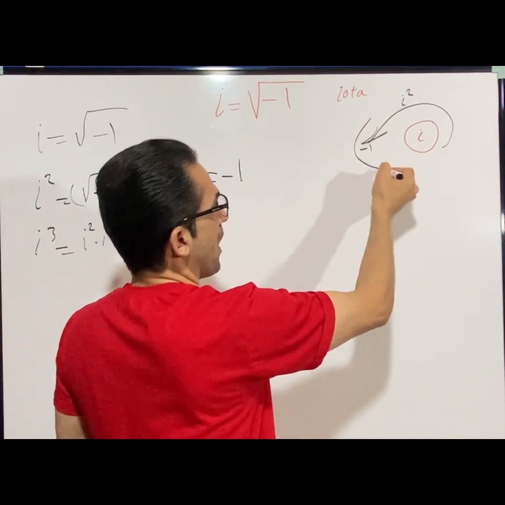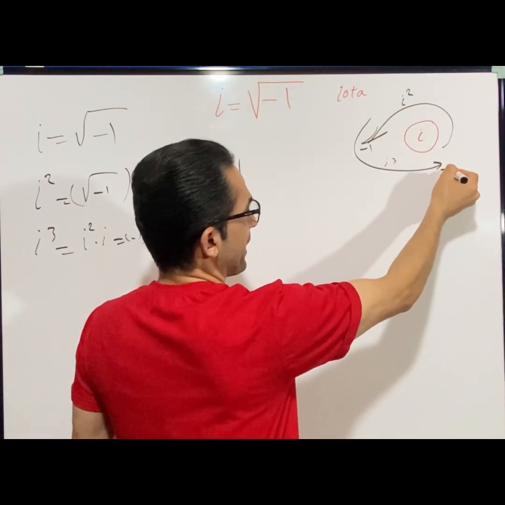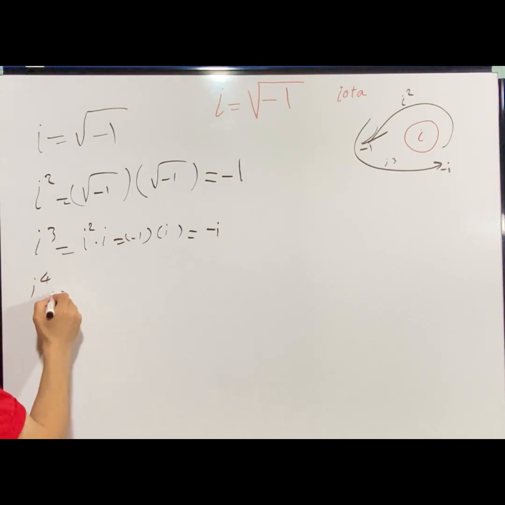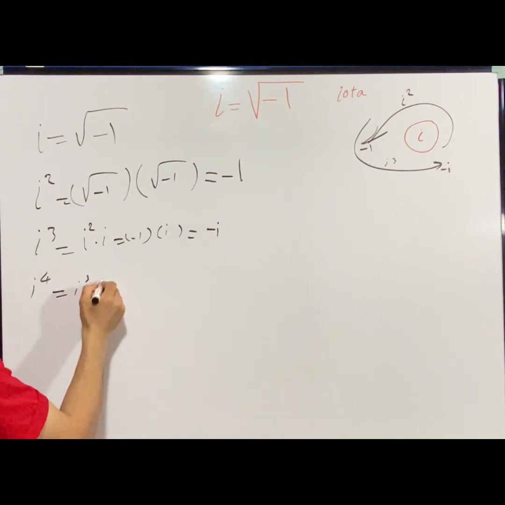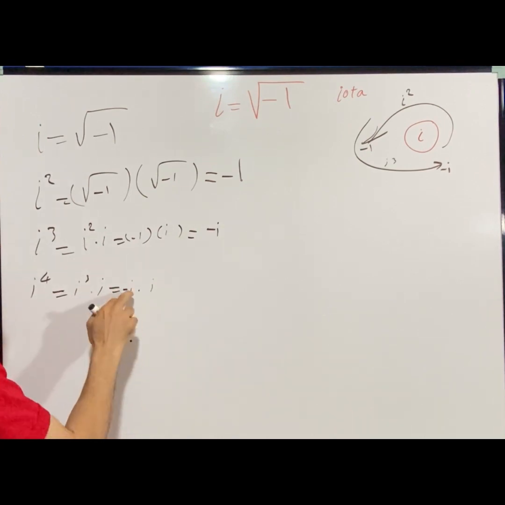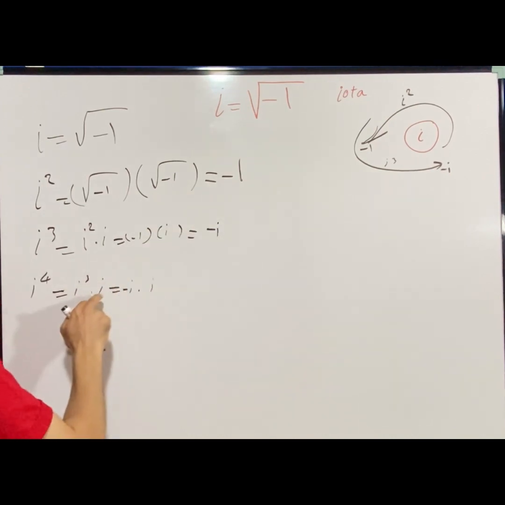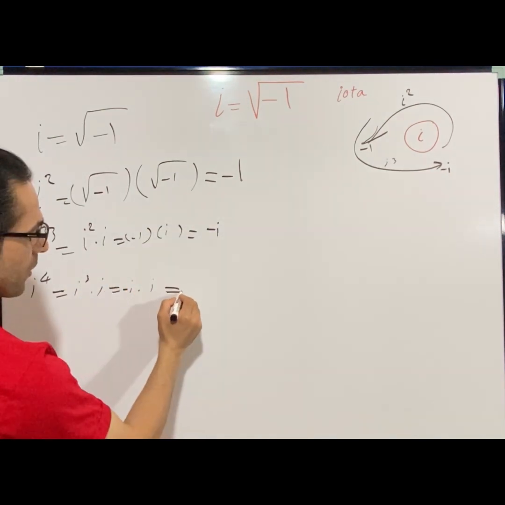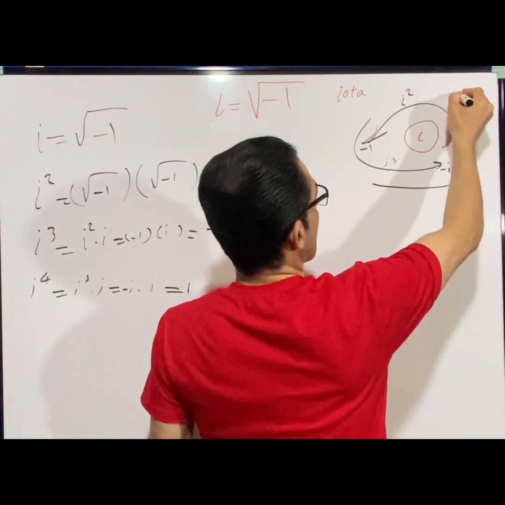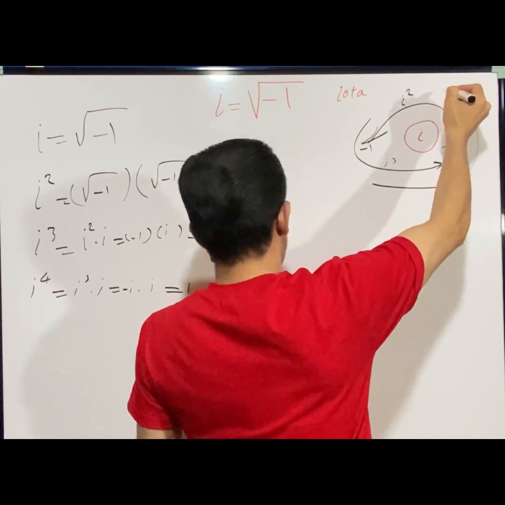So i cubed is -i. i to the power of 4 equals i cubed times i. i cubed is -i, times i. i times i is -1. -1 times -1 equals 1. So i to the power of 4 is 1.